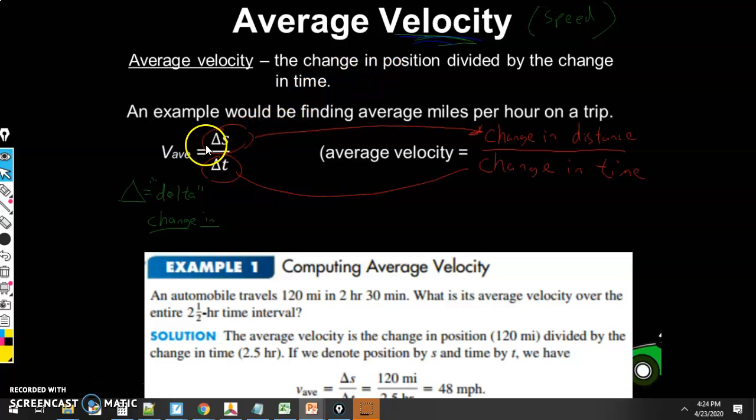Okay, so you could write it with this delta notation here. Delta S over delta T, where S is the distance, okay? And here you could have V subscript AVG for velocity average. Okay, so you could write it like this if you want to write it out the long way. Change in distance divided by change in time.